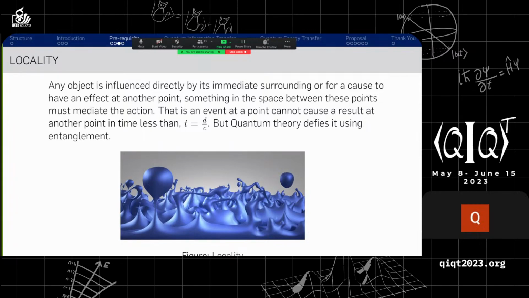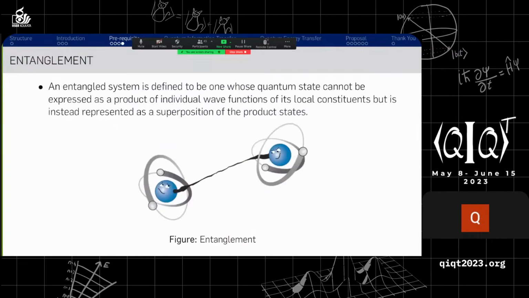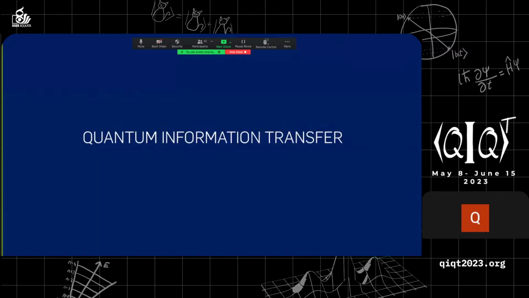But quantum theory defines it using entanglement. An entangled system is defined to be one whose quantum state cannot be expressed as a product of individual wave functions of its local constituents, but is instead represented as a superposition of the product states.